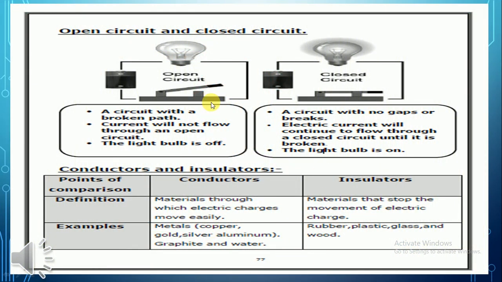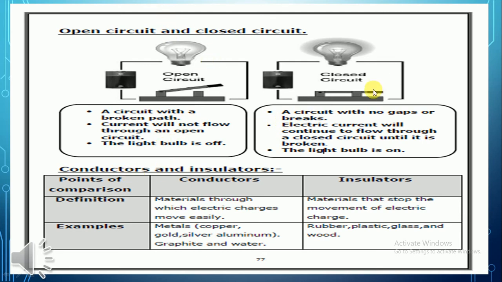Open circuit and closed circuit. What's the meaning of open circuit? A circuit with a broken path, like this switch is off. So we have an open area here. Current will not flow through an open circuit. The light bulb is off here.